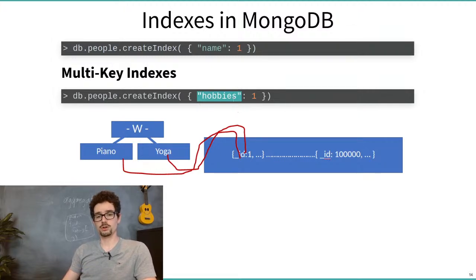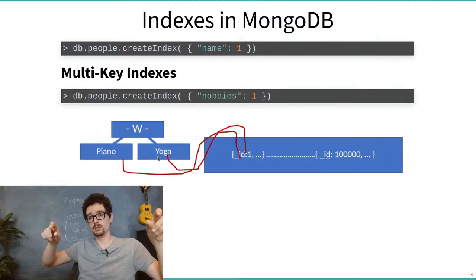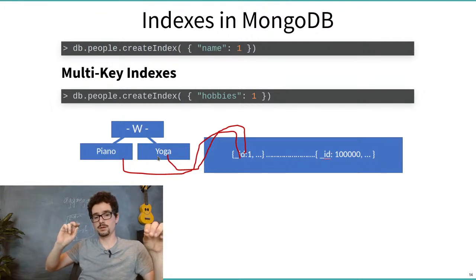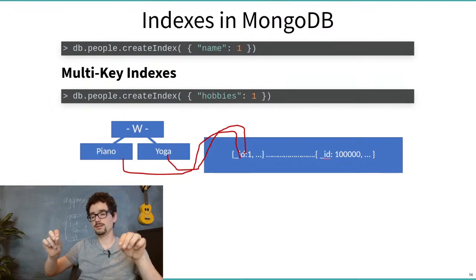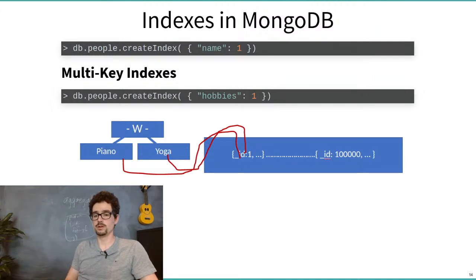So I insert a document, a new person, and that person has the ID 1, and this person has hobbies piano and yoga. So I insert in the B tree, if it's not there, a piano element and a yoga element, and point both to the newly inserted document. And when I later ask the question, give me all people that have hobby piano, then I find those which have it in the array.